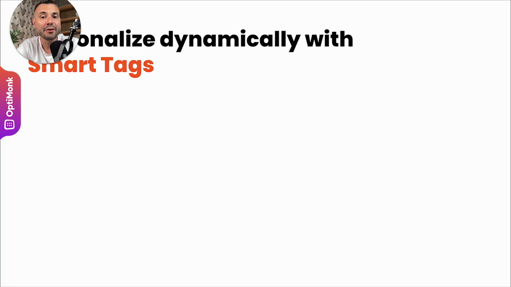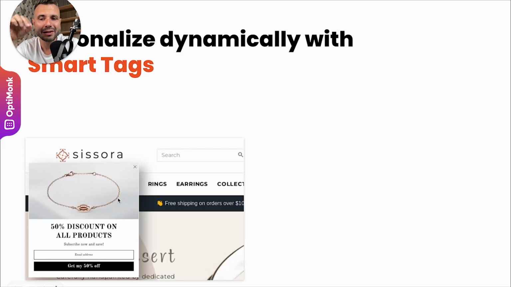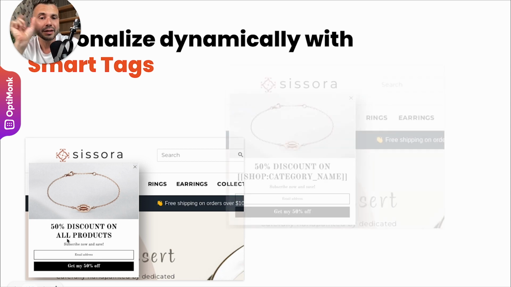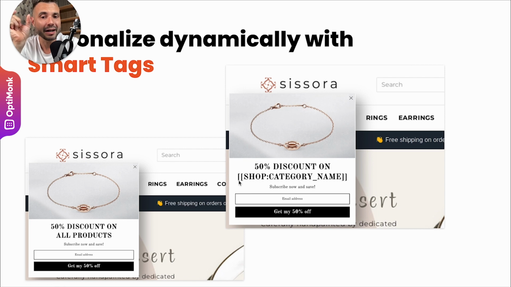Now let's see an even easier way to personalize your messages. Let's say that you want to personalize this pop-up, so that it will not always show 50% discount on all products, but it should be personalized for each category. Then you can use the category name smart tag, which looks like this. The system will automatically replace this smart tag with the name of the category the visitor is actually browsing at the moment.